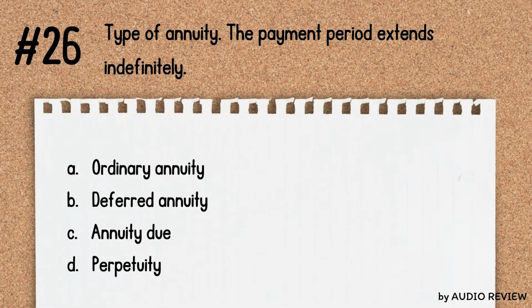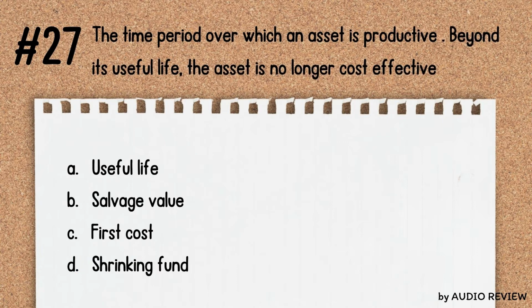Question number 26. Type of annuity. The payment period extends indefinitely. A. Ordinary annuity. B. Deferred annuity. C. Annuity due. D. Perpetuity. The answer? It's D. Perpetuity. A type of annuity where the payment period extends indefinitely. Perpetuity.